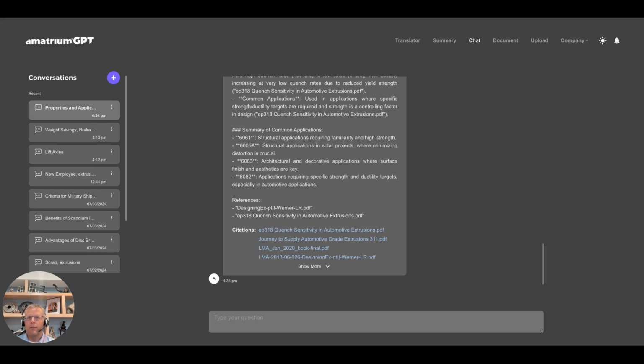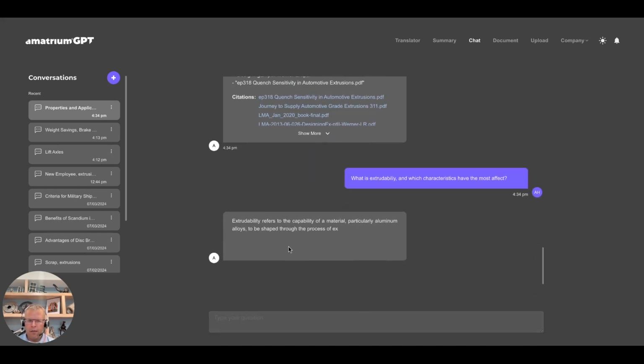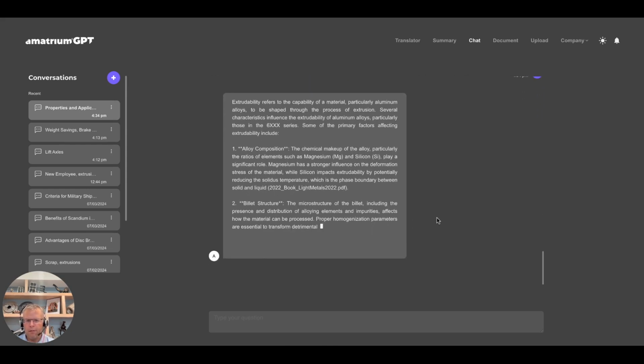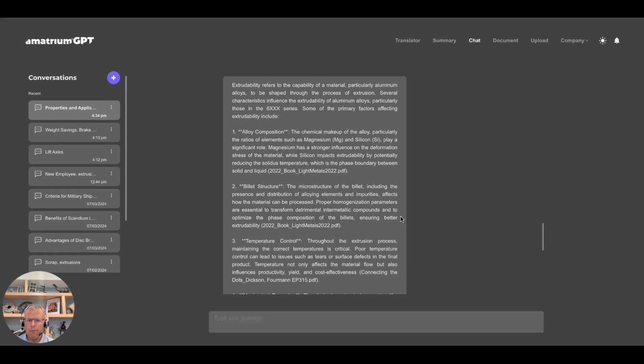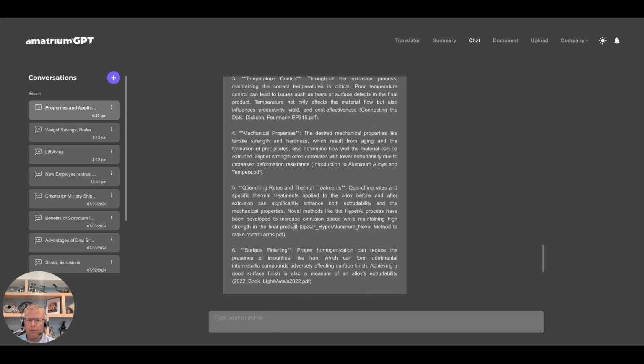So let's go from alloy to processing. One of the things we talk about in extrusions is extrudability. So what does that mean? Let's ask a question: what is it and what characteristics have the most effect? Again, you're going to see this answer come out quickly. We're using ChatGPT 4.0, and it's supported by both the base data of 4.0 as well as the library. So you get into extrudability driven by composition, by billet structure, temperature control, mechanical properties, quenching rates, surface finish.